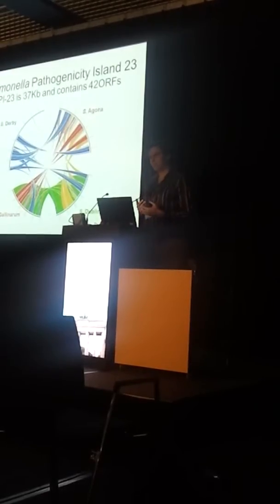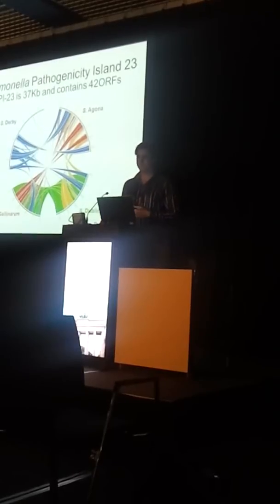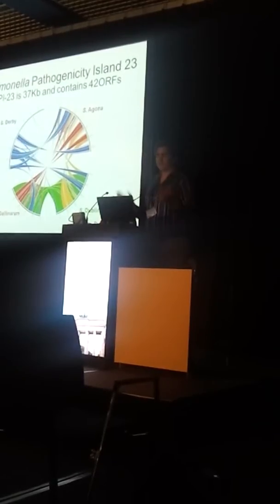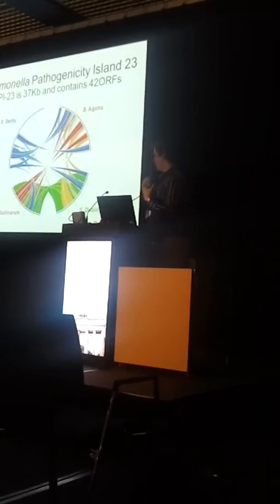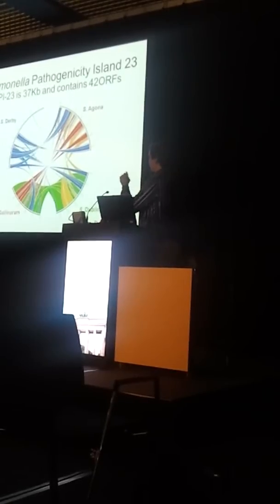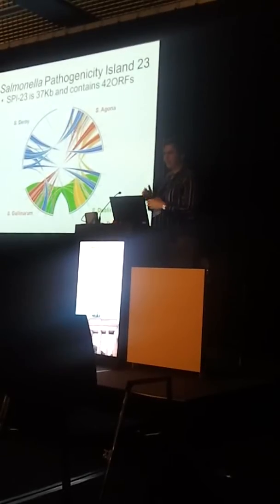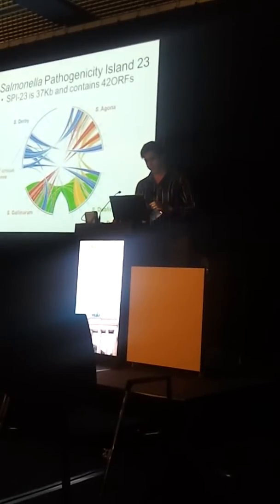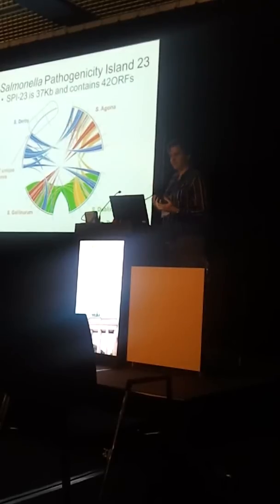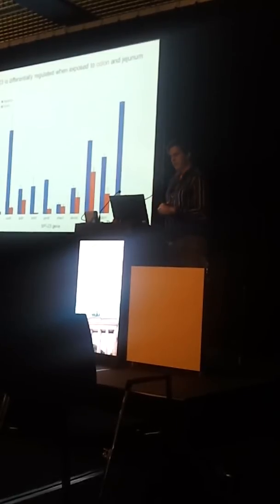So SPI-23 is 37 kb in length and contains 42 open reading frames. Now, the island is found in various serovars of Salmonella, but the gene complement in S. Darby is completely unique. You can see in this diagram here that the links represent nucleotide sequence homology, and you can see that Darby, from about the center to the very end, is completely unique. This represents 17 unique genes.